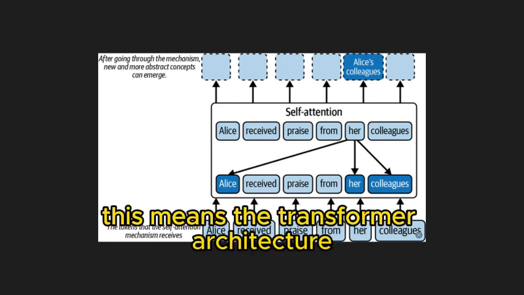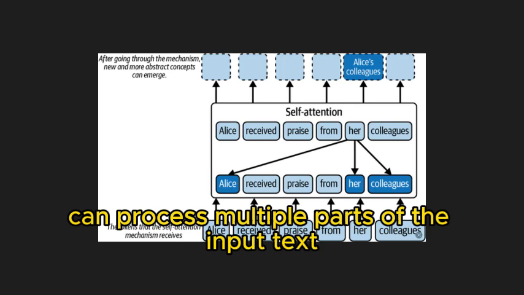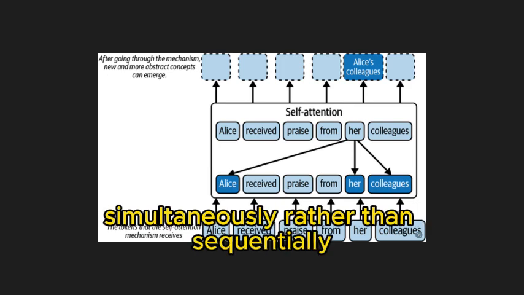This means the transformer architecture can process multiple parts of the input text simultaneously rather than sequentially. This allows faster computation and training because different parts of the model can work in parallel without waiting for previous steps to complete, unlike recurrent architectures, which require sequential processing.